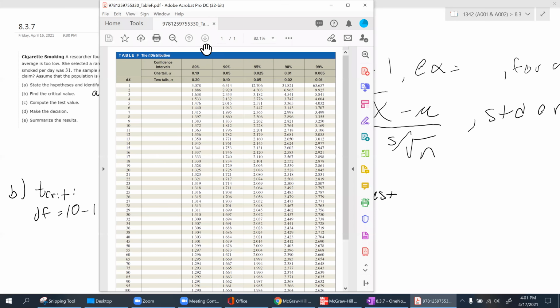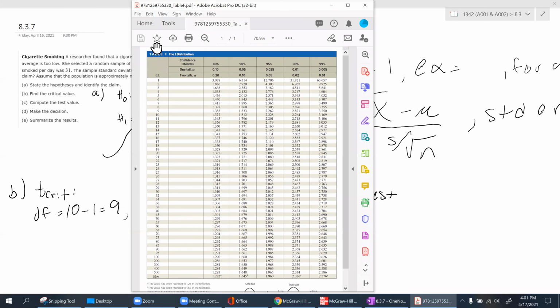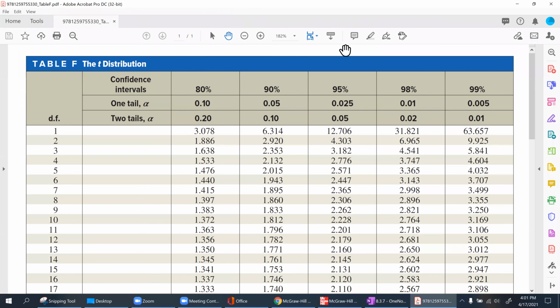So you're going to go ahead and pull up your t-table, right? We're going to go ahead and pull up our t-table.